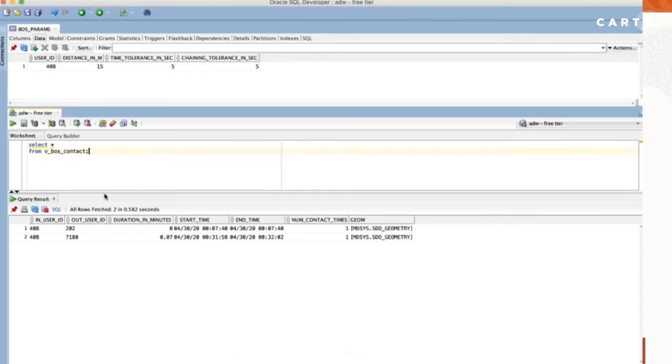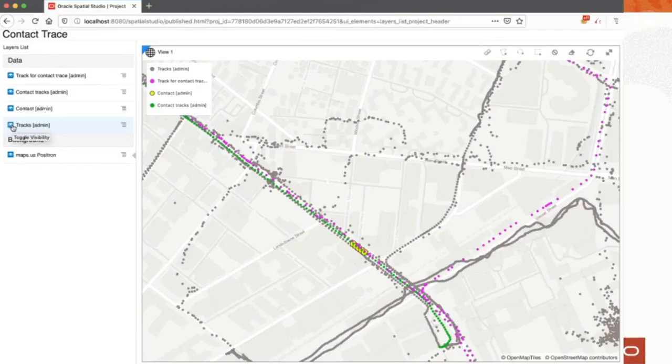We'll take a look at this in the map. So now I'm looking at contact: who was in contact with user 408 within a given set of thresholds. We see in the map in gray, the gray dots are all of our tracking data. The magenta dots are the user that we are developing contact tracing for. And the results of the contact tracing are what we see in yellow. Those are the points of contact, and in green is the total track of the person that came in contact with our person of interest.